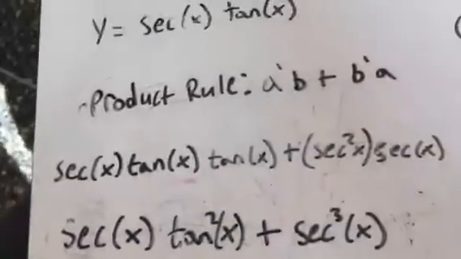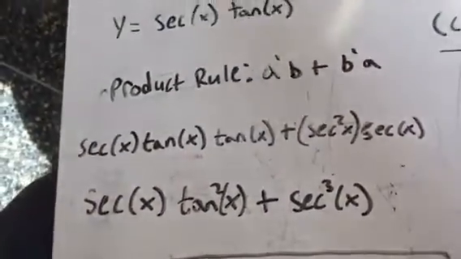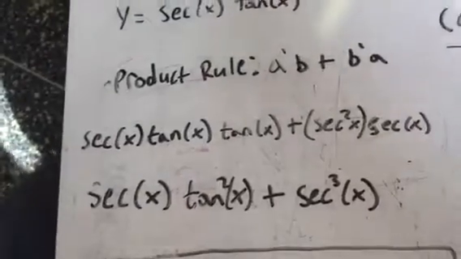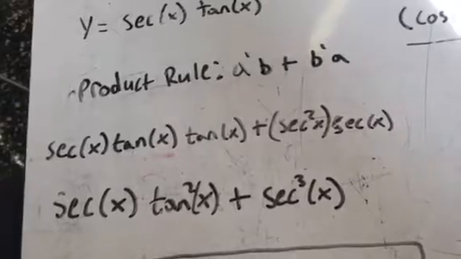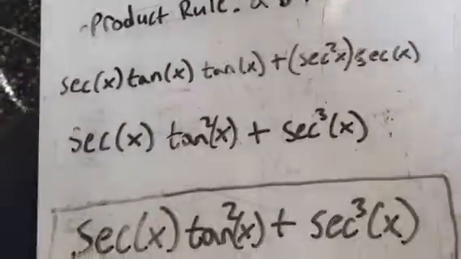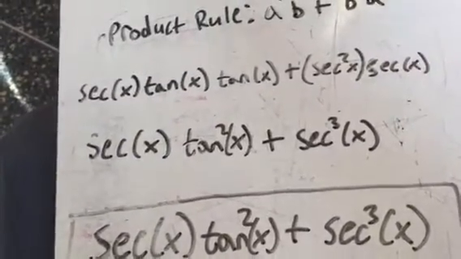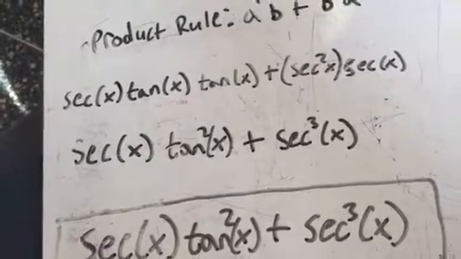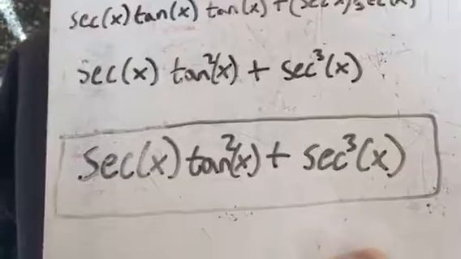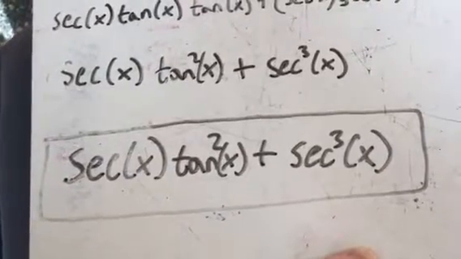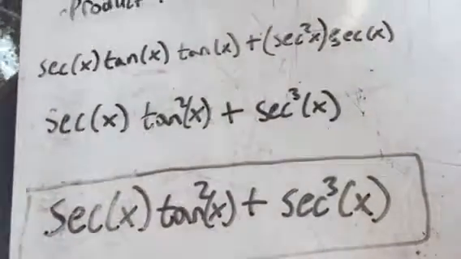So we're going to use the product rule here and set it up real nice to get secant x times tan x plus secant squared x times secant x. Simplifies down to secant x times tan squared x plus secant cubed x, which is our final answer: secant x times tan squared x plus secant cubed of x.